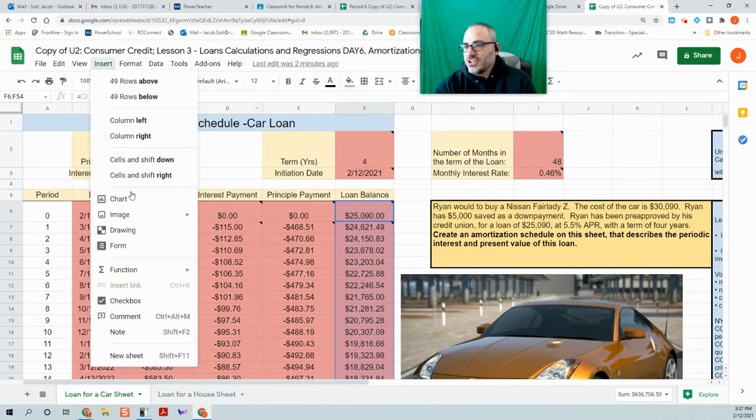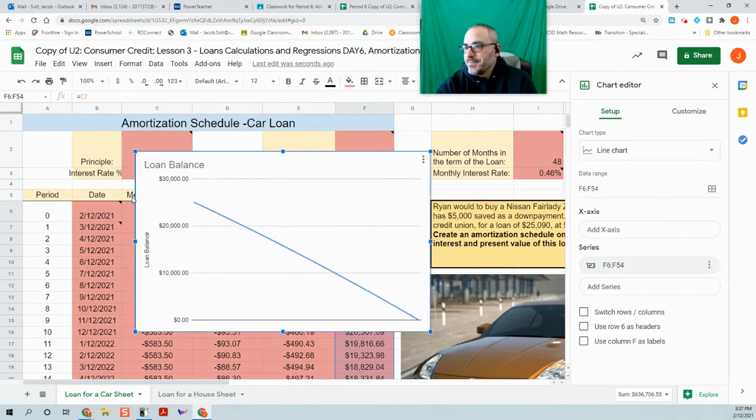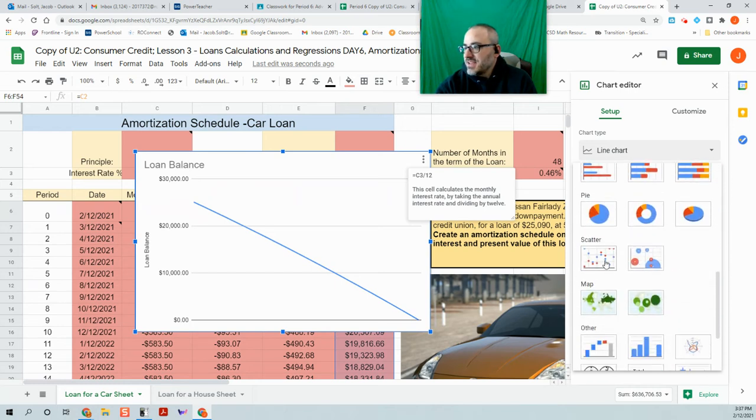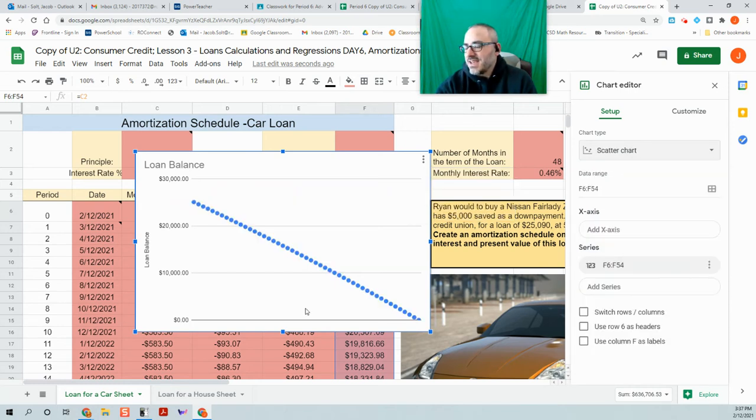I'm going to insert a chart, and it does this, right? I don't want a line chart. I want a scatter plot. So I'm looking for a scatter plot. There it is. There's my scatter plot. Great.